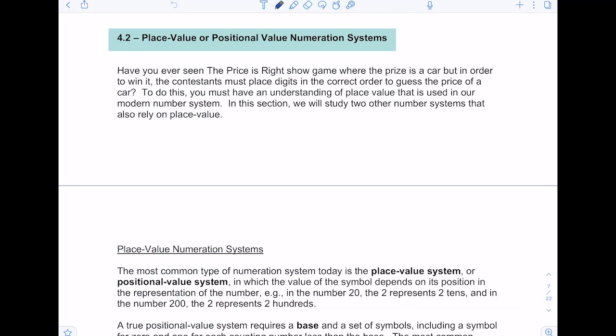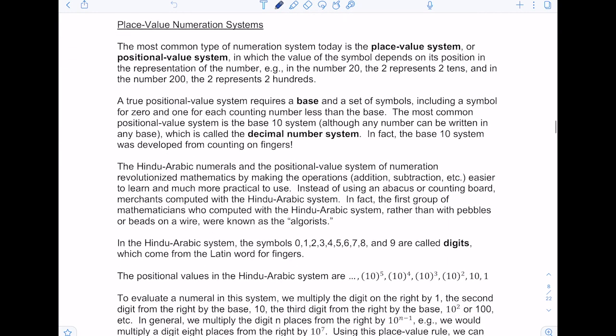In this lesson, we're going to look at place value or positional value numeration systems. The most common type of numeration system that is used today is called the place value system, also known as the positional value system, where the value of the symbol depends on its position in the representation of the number.